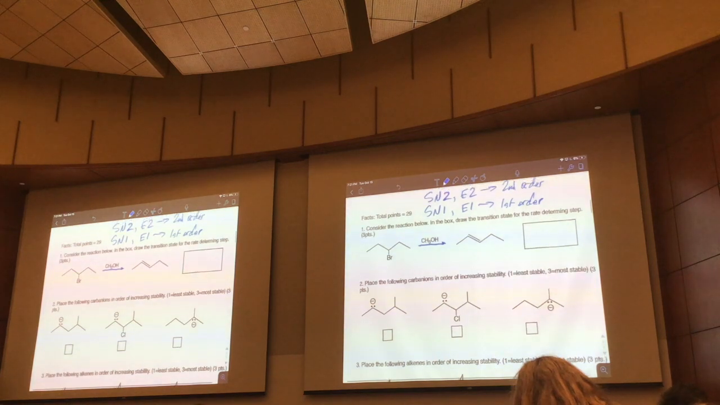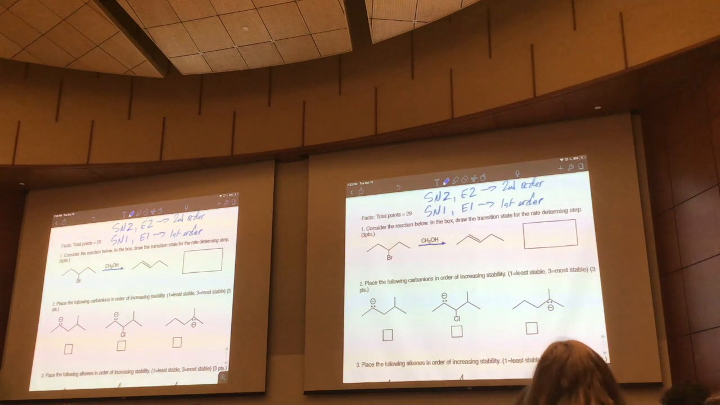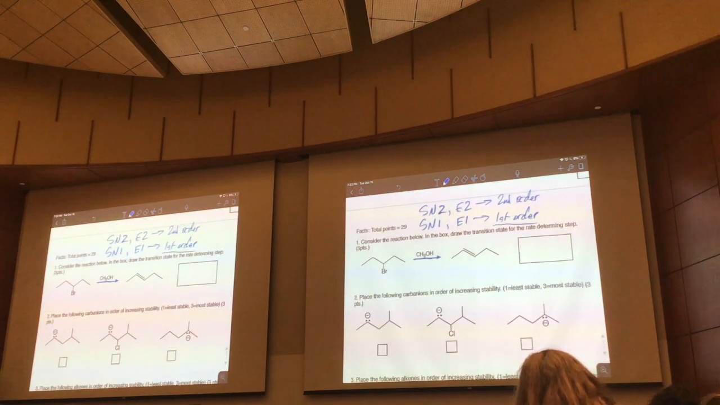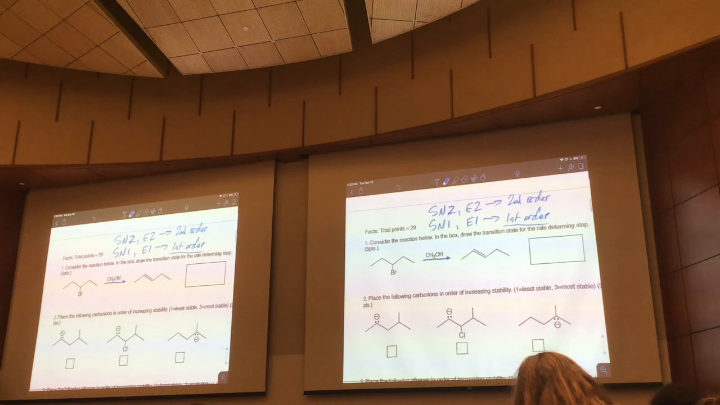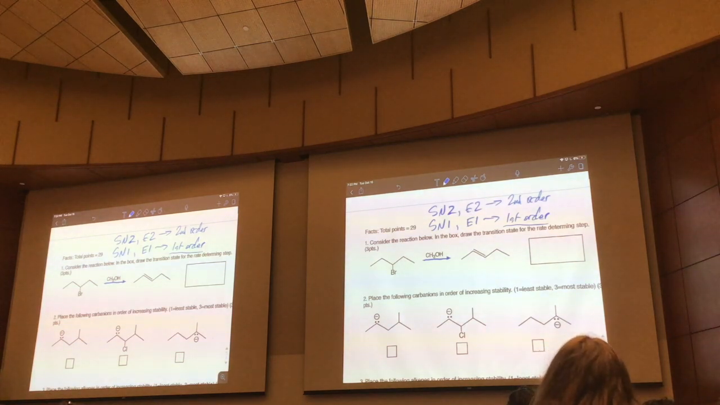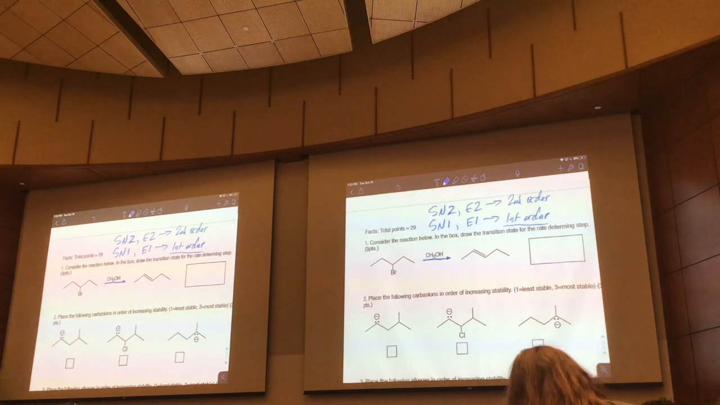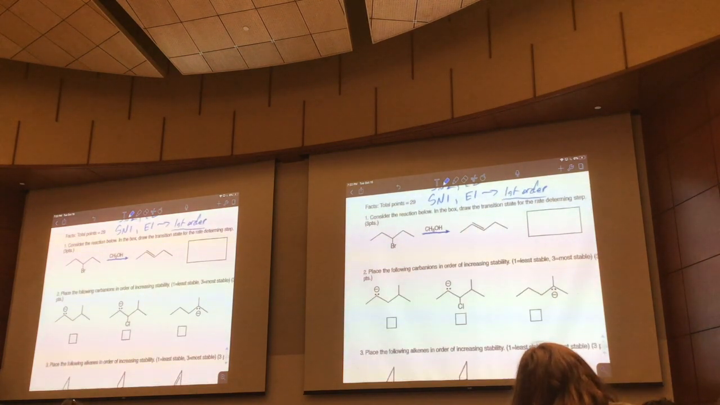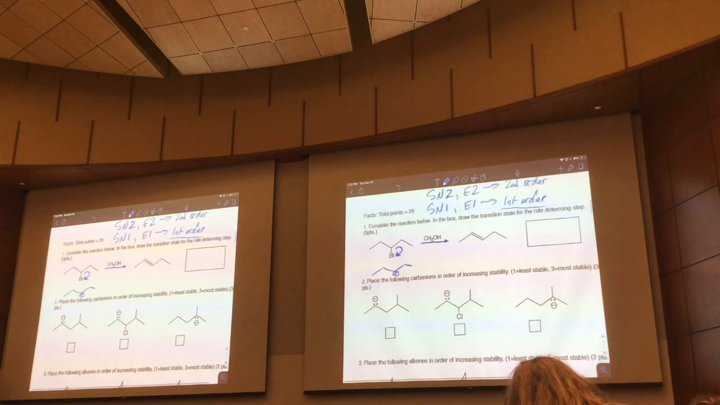So what kind of reaction is this going to be? I mean SN1. But since it's first order, what does that mean about our rate determining step? The very first step, when that leaving group leaves and forms a carbocation, that's our rate determining step. No matter what, for any of our first order reactions, that's going to be our rate determining step. So we know it's going to be this, the bond breaking, the electrons going to bromine, and the formation of this carbocation right here. But they want us to draw the transition state.